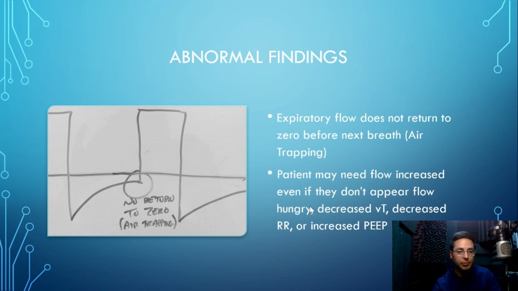Even if they don't appear flow hungry, they may need a decreased tidal volume, decreased respiratory rate so that they can have more time for exhalation, or they may need their PEEP increased. In the case where they are air trapping because they are emphysematic, this can allow for trapped gases to equilibrate with the rest of the airways to allow for a more complete exhalation.